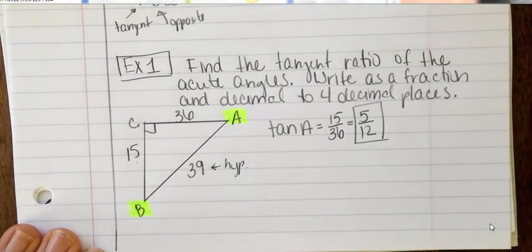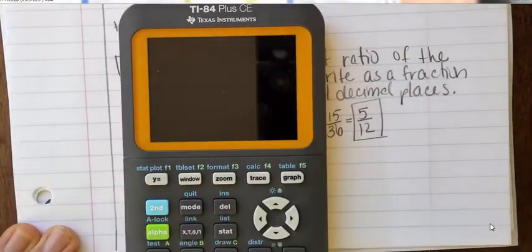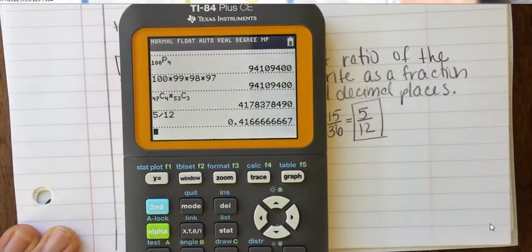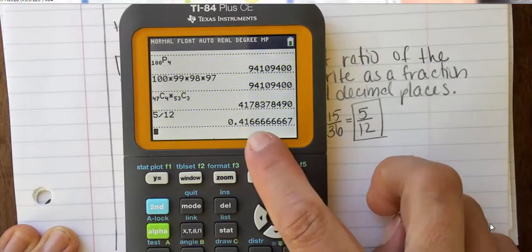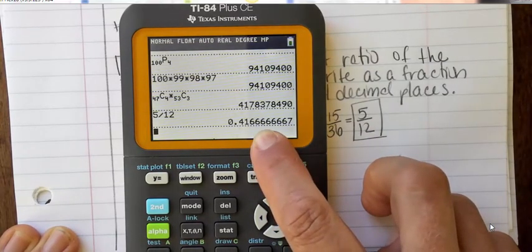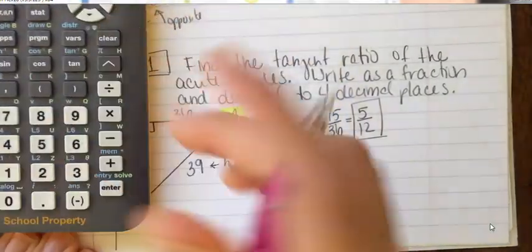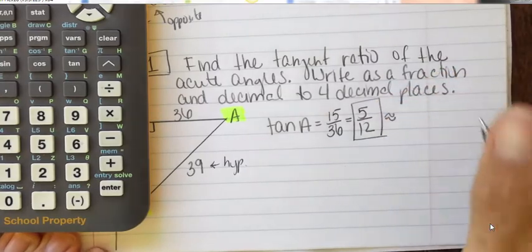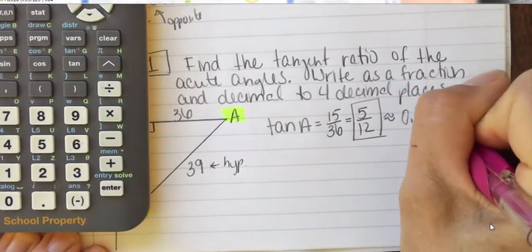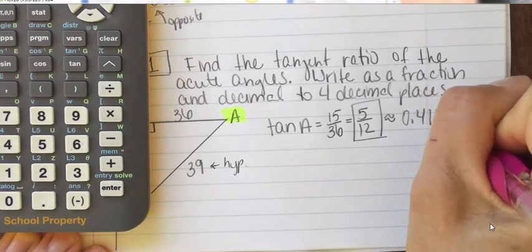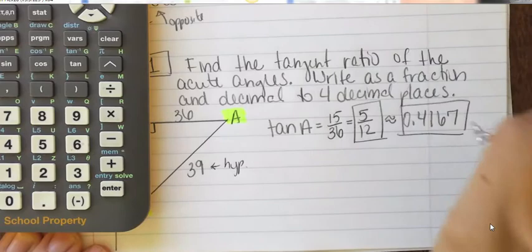Now let's figure out what that is as a decimal. So you just basically take the numerator and divide it by the denominator. And I get 0.41666. Well, okay, so that's 6 repeating, right? So I need to go 4 decimal places, and I'm going to look at the one after it, and I'm going to say that's 5 or bigger, so I'm going to round up to 7. So I'll say that it's approximately, because that's not an exact answer, 0.4167. So that's it as a decimal.